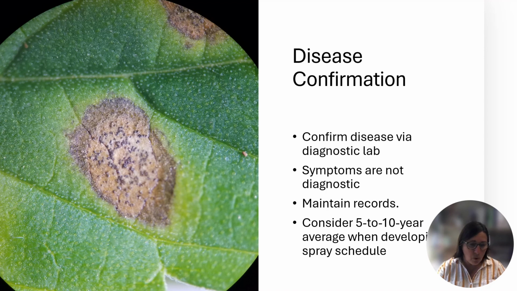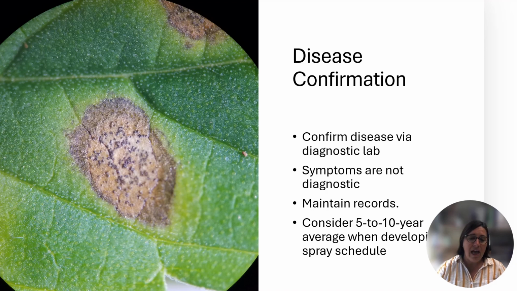So very important to use a plant disease diagnostic lab. Those are usually located at local universities. So tap into your local university plant disease diagnostic lab system. There are also private labs. I am partial to university labs. They're usually cheaper and non-biased. Always confirm disease through a plant disease diagnostic lab, especially if you are a commercial grower.